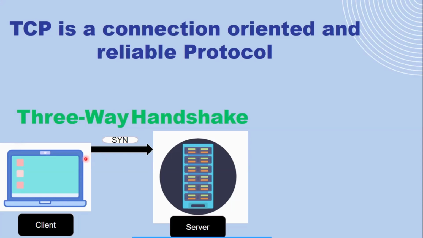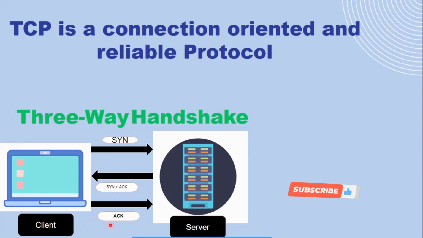So let's assume we have a client as well as a server. The client will send the SYN request. SYN means synchronization request, and the server will respond with the ACK. ACK means acknowledgement, and the server will also send its SYN request. Once that is done, finally the client will send an acknowledgement to the server, and the two-way communication between the client and the server will be established.